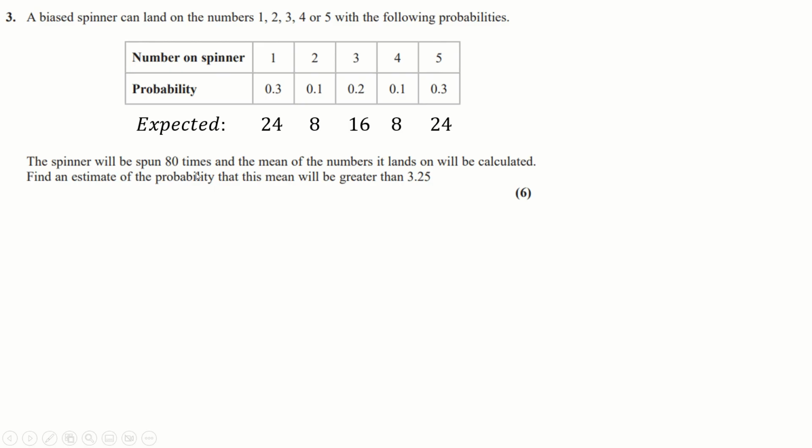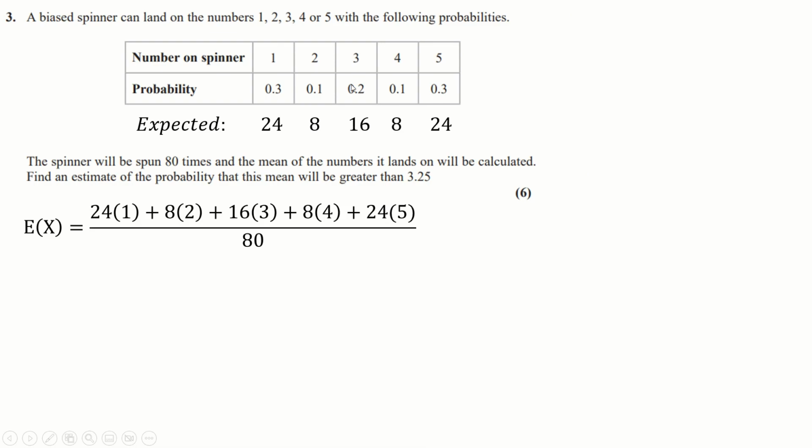And now find an estimate of the probability the mean will be greater than this. What I'm first going to do is find the expected value of x, which is 1 times 24, plus 2 times 8, plus 3 times 16, and so on, all divided by 80. We'll do this again, actually, later on in the paper in a much more particular way. But anyway, for now, we've got this, which is 3.